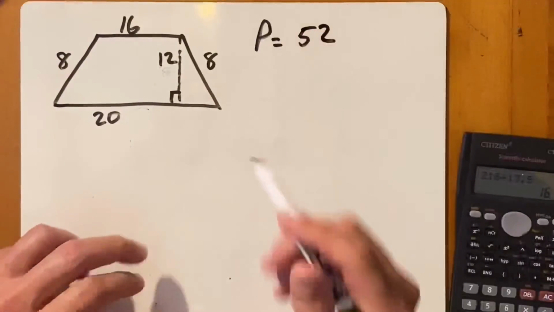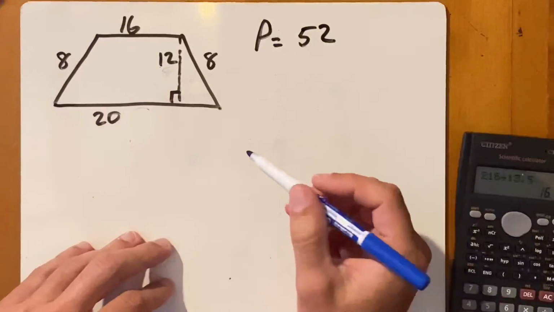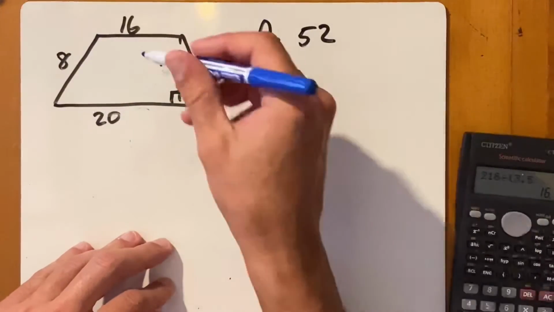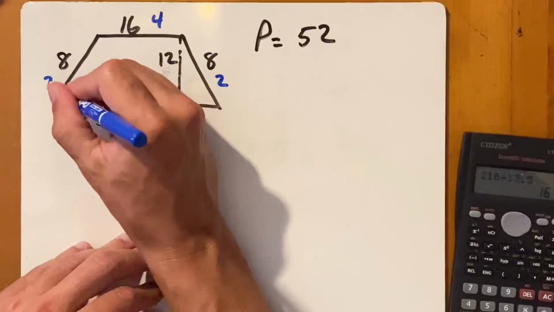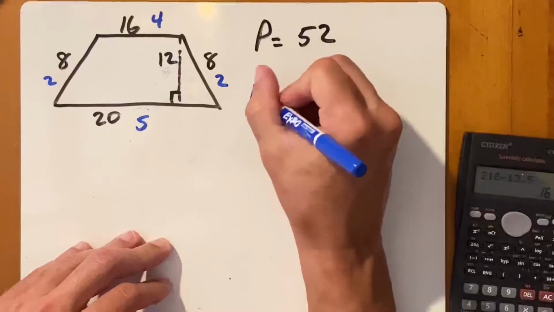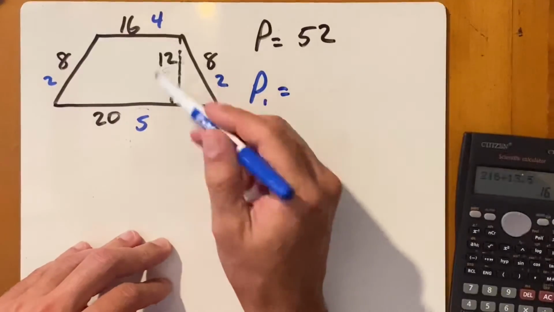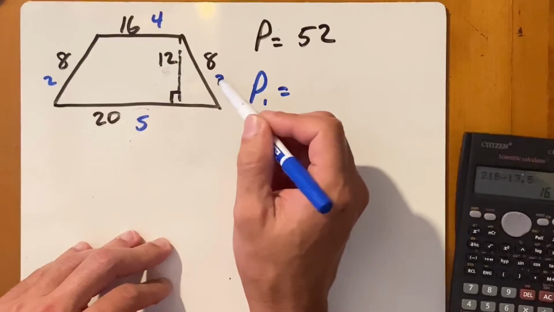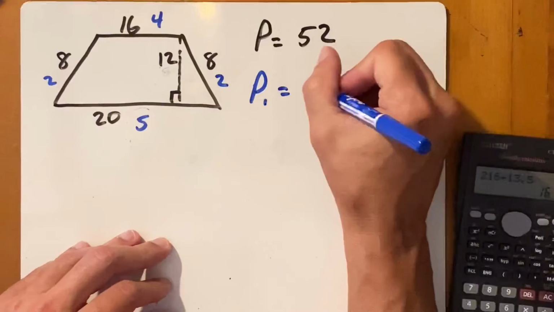Now we are going to scale all the dimensions that we're utilizing to find perimeter by a factor of 1/4. So I'm going to divide all these numbers by 4. So this becomes 4, 2, 2, and 5. So we add all those together. So the second perimeter, now that we've scaled it by a factor of 1/4, is going to be 4 plus 2 is 6, plus 5 is 11, and plus 2 is 13.